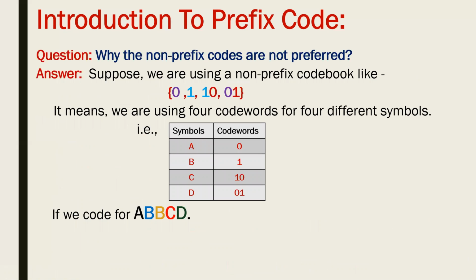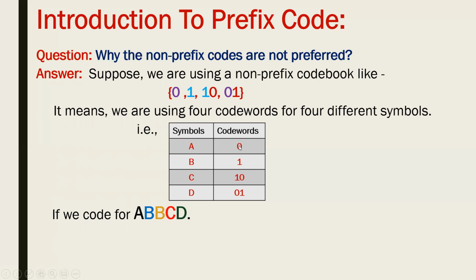Why are the non-prefix codes not preferred? The reason can be explained better with the help of an example. Suppose we are using a code book which uses non-prefix codes, because 0 occurs as a prefix of 01, and similarly 1 occurs as a prefix of 10. This code book contains 4 different code words, which means we can generate codes for 4 different characters or symbols.